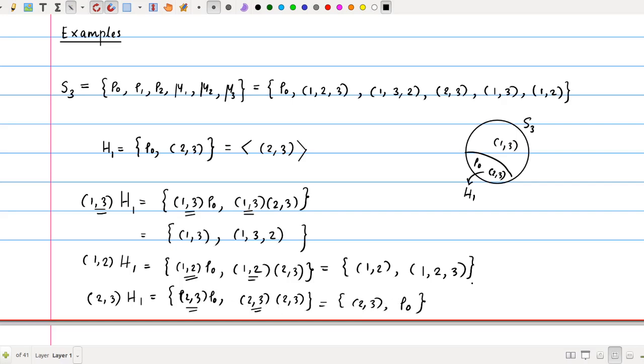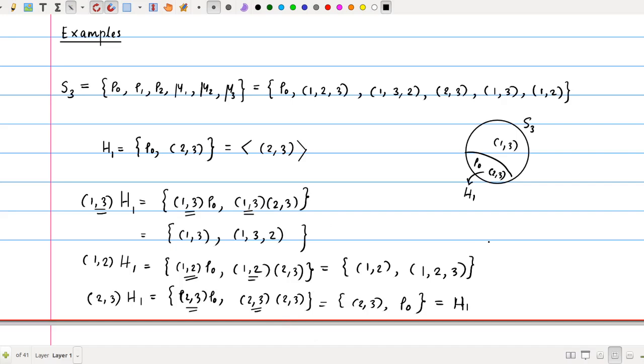Then the corresponding element will be rho naught. So this is nothing but h1. So one thing we should observe is (2 3) h1 is equal to h1 itself. So that means if you choose an element (2 3) or permutation from h1 itself, then the coset containing (2 3) will be the same thing. Okay, so that will not change that set h1, or that group h1. So these are the different cosets of h1 in S3.